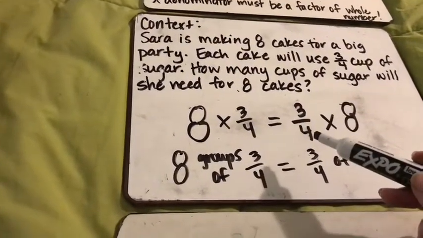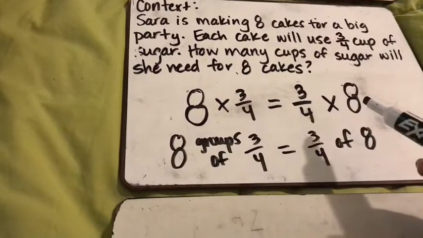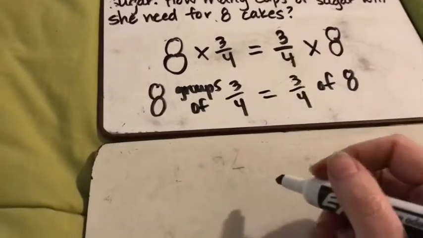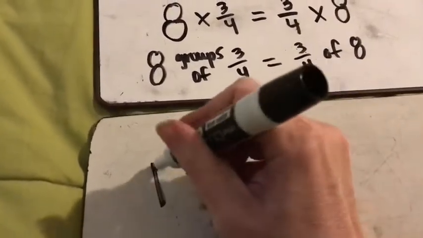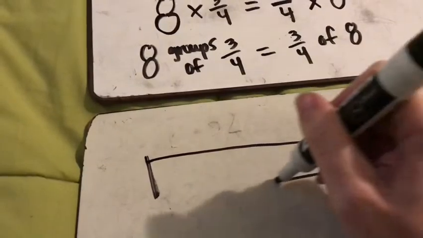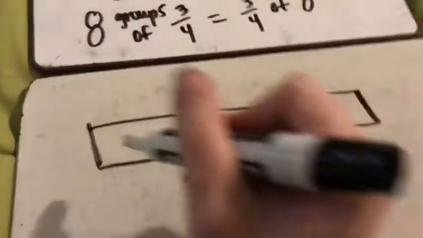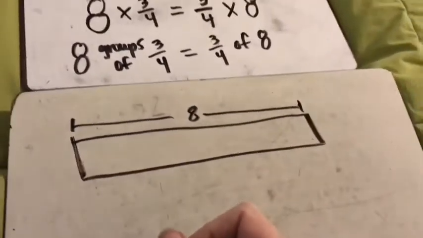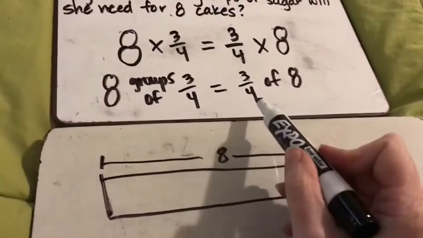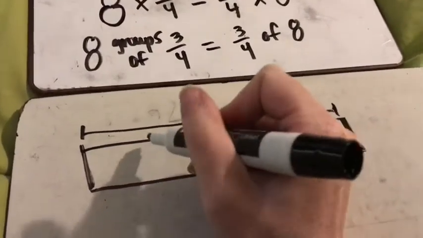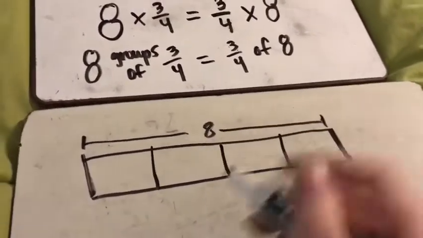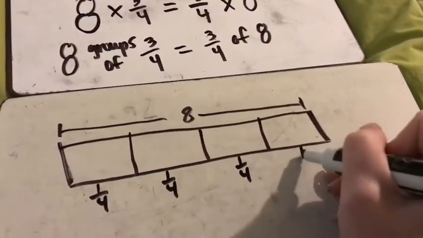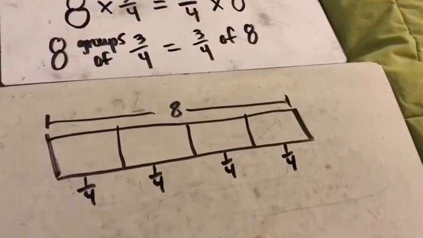But I might realize that if I thought of it as 3/4 of 8, and I flip those factors, I would get the same product. It would be easier for me to model that. So let's take a bar model, and let's say that this whole bar is going to represent 8, those 8 cakes that I'm making. And since I want to know 3/4 of 8, I need to split 8 into fourths. So each of these would be 1/4 of 8, and then 4/4 of course makes the whole.